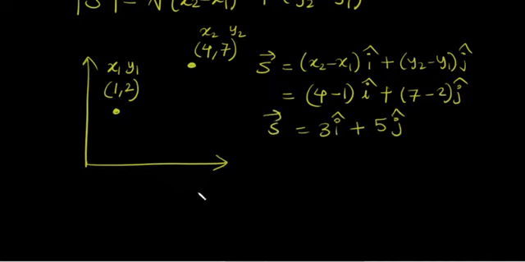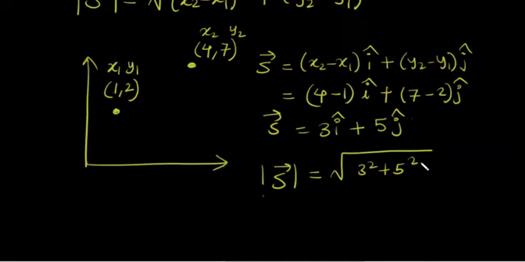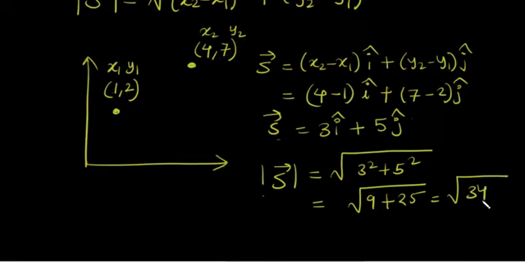Now what if I ask you the magnitude of the displacement vector? The magnitude is simply given by the square root of 3 square plus 5 square. This is the magnitude of this vector, by the way, right? So this is 9 plus 25, and 9 plus 25 is 34. So square root of 34 units is the magnitude of the displacement vector.